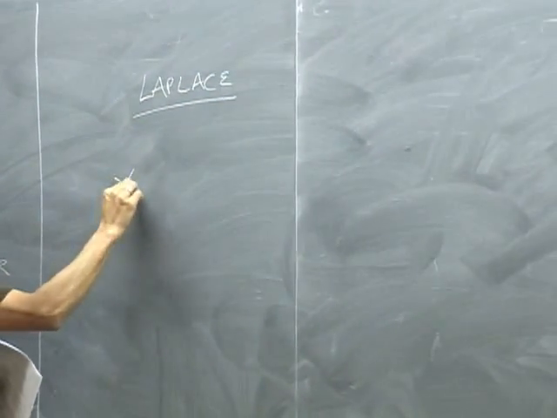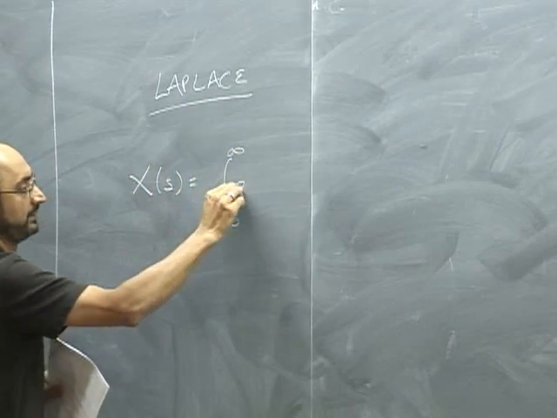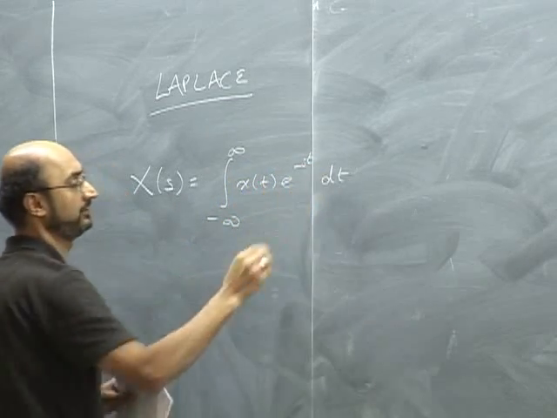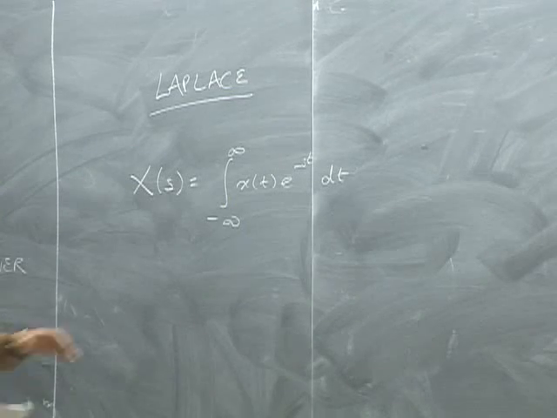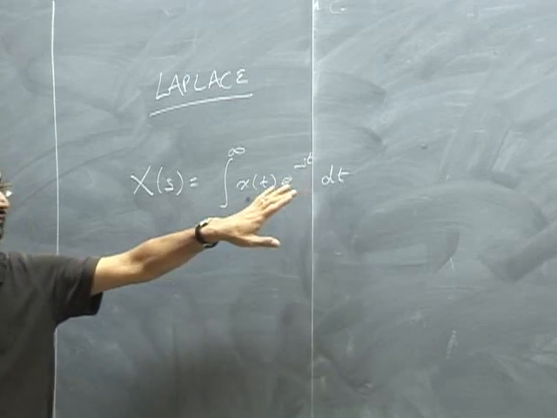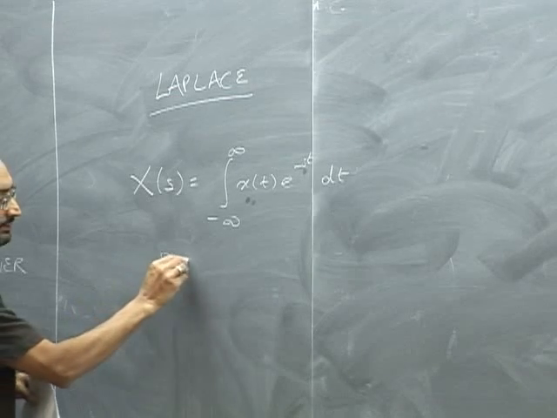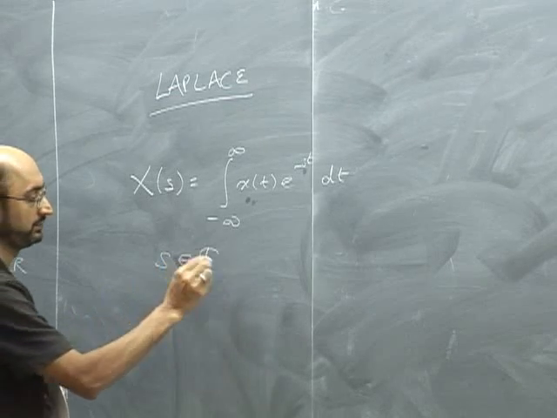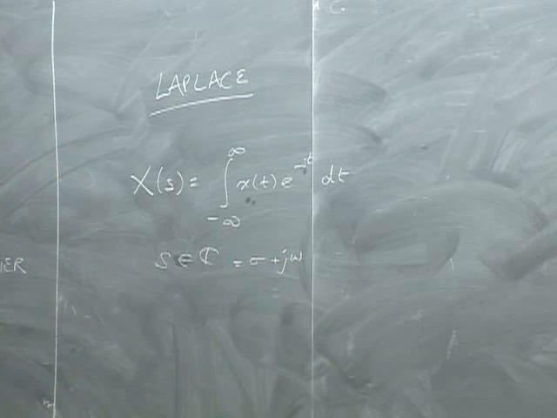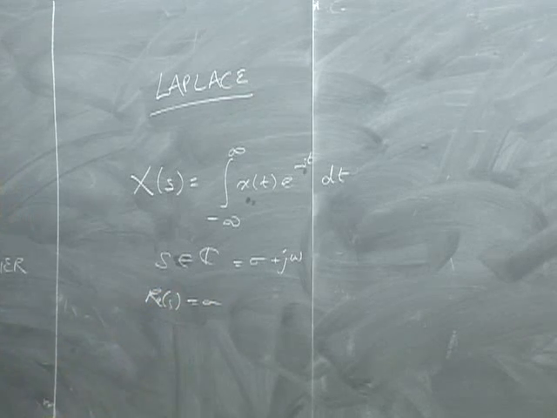So we say X(s) is equal to the integral from minus infinity to infinity of x(t) e to the minus st dt. What we have over here is that we are multiplying the function value over t with the formal parameter, in this case st. s is going to be a complex number, equal to sigma plus j omega. That's the standard notation that we use, where the real part of s equals sigma.